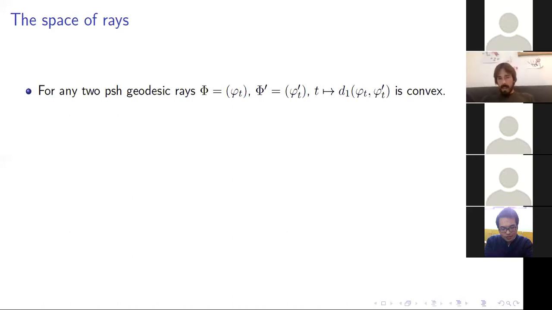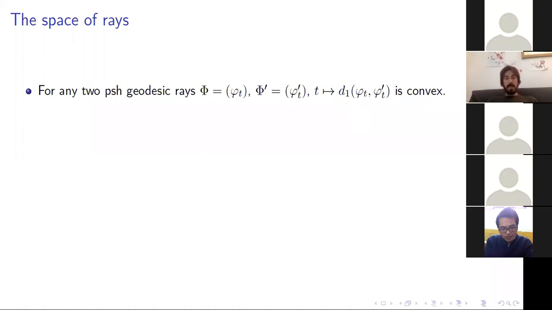This convexity property is something that you see in the setting of CAT(0) geometries, this metric version of non-positive curvature. Here the space E1 is not CAT(0), and in fact you don't have uniqueness of geodesic segments between two points. But you have uniqueness if you impose the PSH condition. And if you impose the PSH condition, you in fact have the convexity property of the metric, which is a stronger statement than uniqueness of geodesic segments.